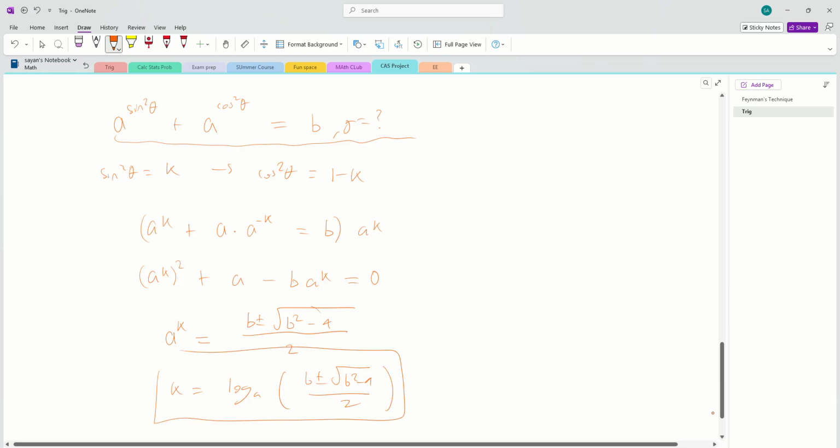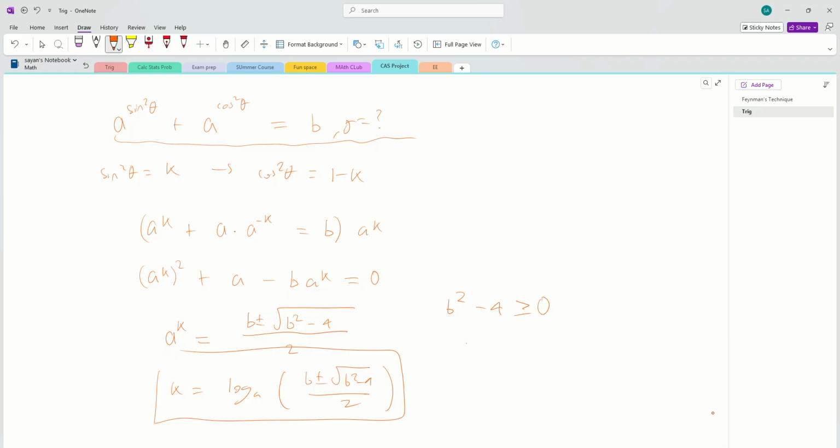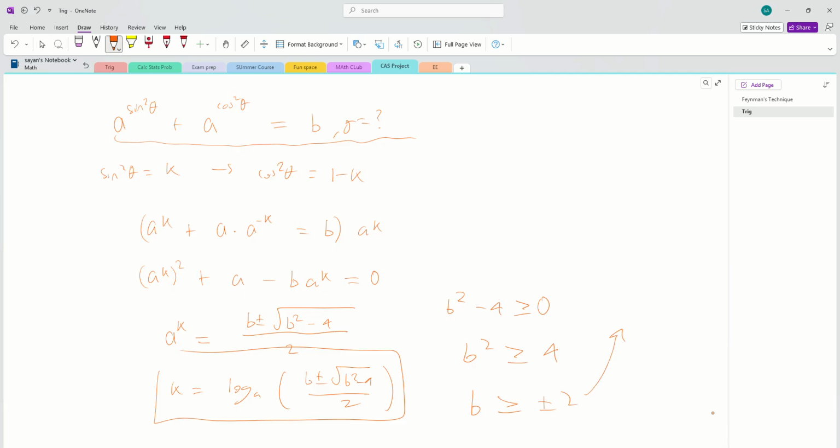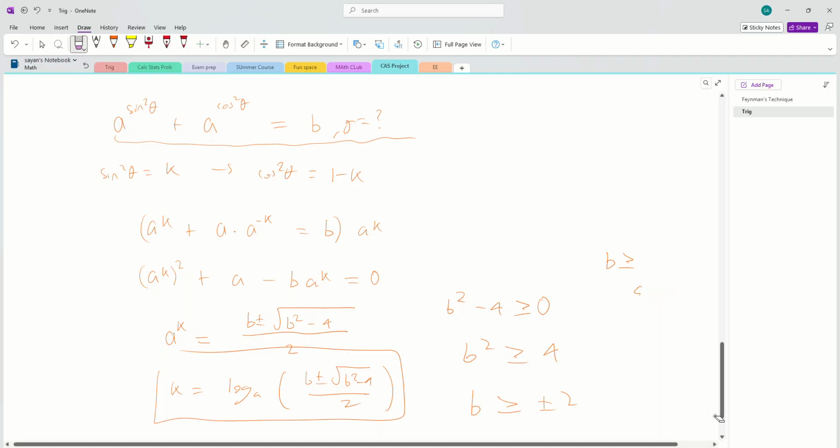And of course, check that this isn't going to produce an imaginary result. For example, b squared minus 4 has to be greater than or equal to 0, which means that b squared has to be greater than or equal to 4. Okay. So, in other words, the absolute value of b is greater than or equal to 2. This is just another way of saying b is greater than or equal to 2, or b is less than or equal to negative 2. So very simple.